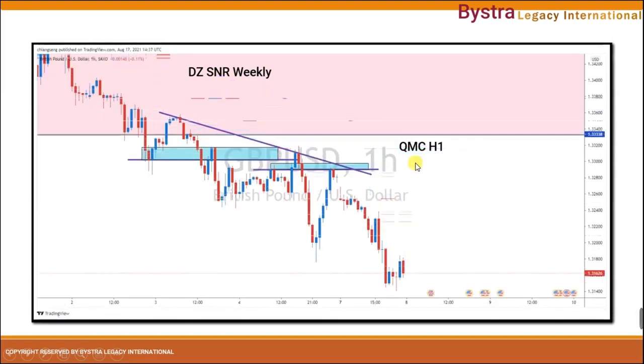And then let's check the result. Price comes in, reacts to our setup, and goes on a new trend, which is the bearish trend. So with these two setups, we made 2 times profit.